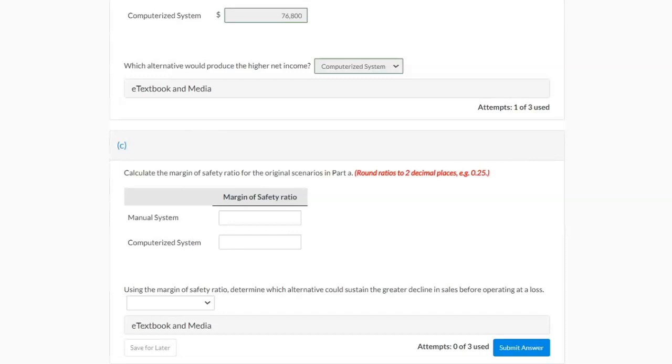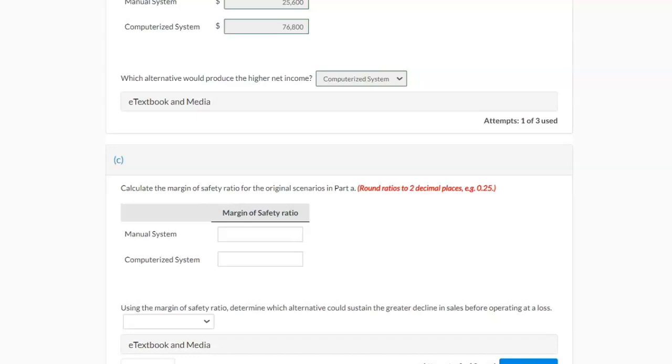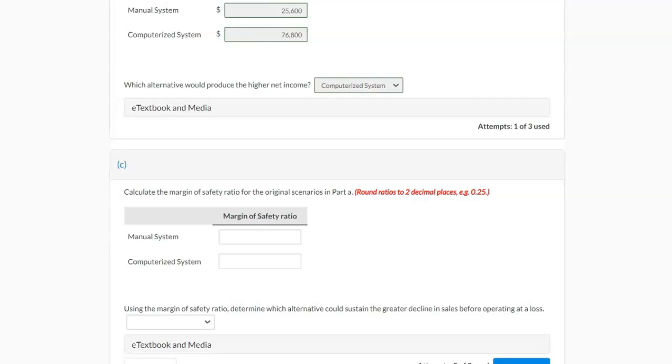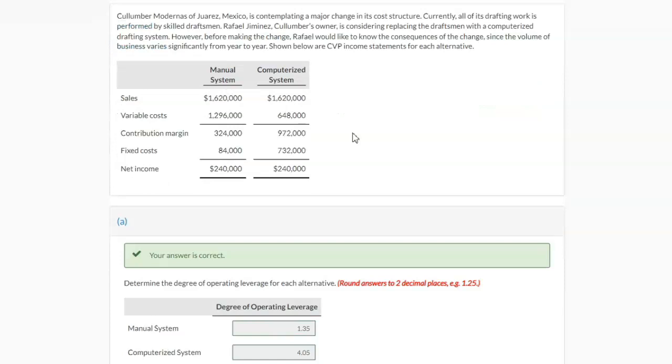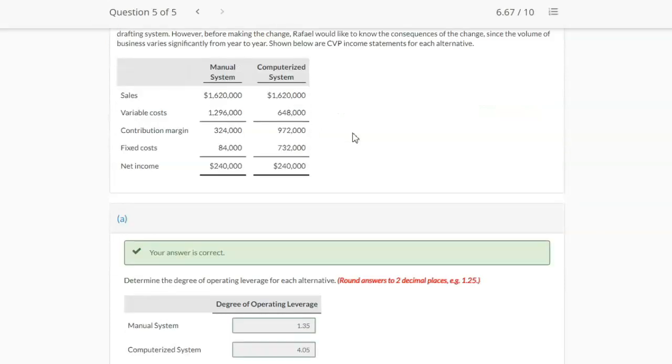All right, the next one is the margin of safety. Now, the margin of safety is going to be higher for the manual than the computerized. So the margin of safety is what I'm selling, the original scenario. What I'm selling, go back up, what am I selling? Okay, 1620. All right, so that's the sales I have now. What do I need to break even? For manual, so that would be the break-even formula, which is... Right.